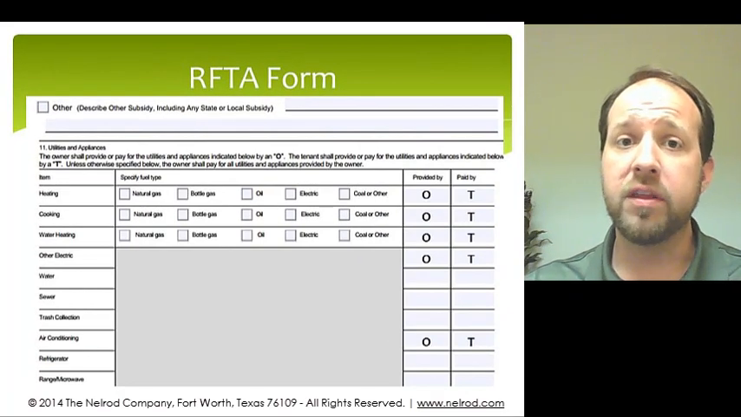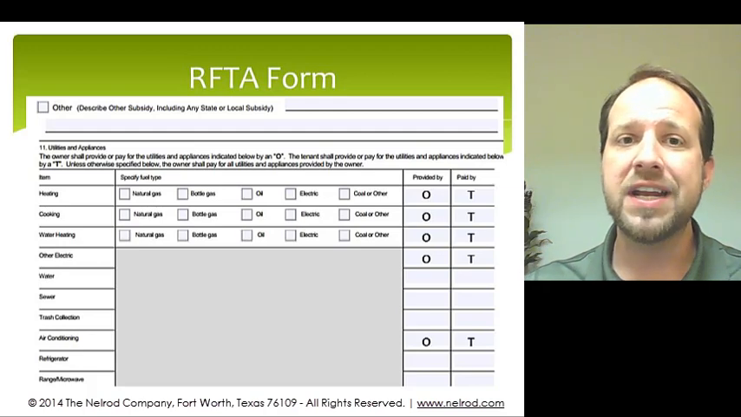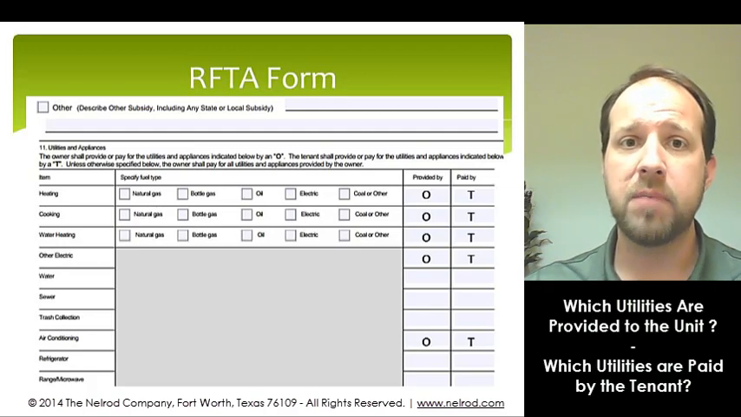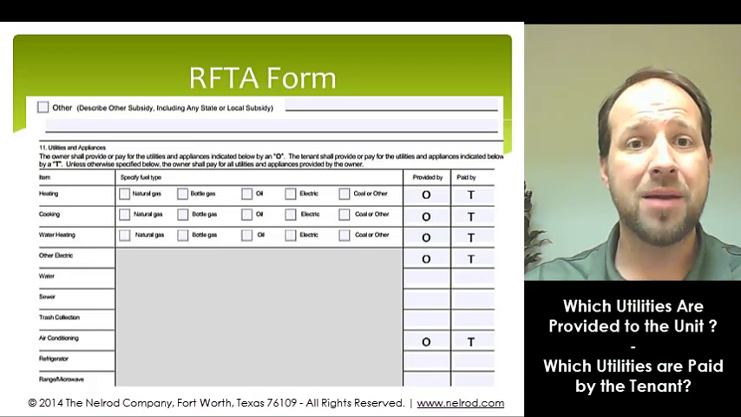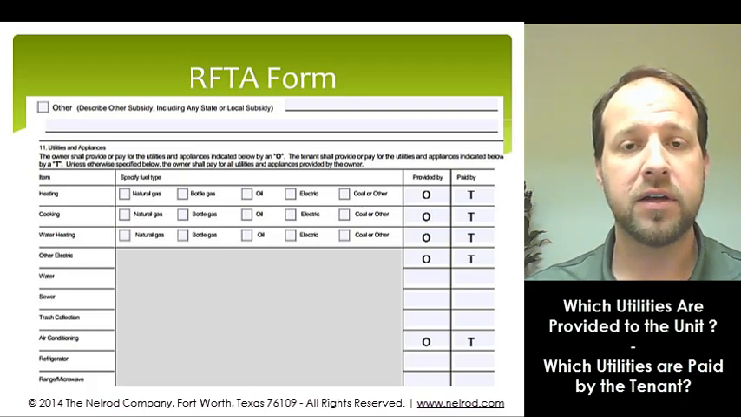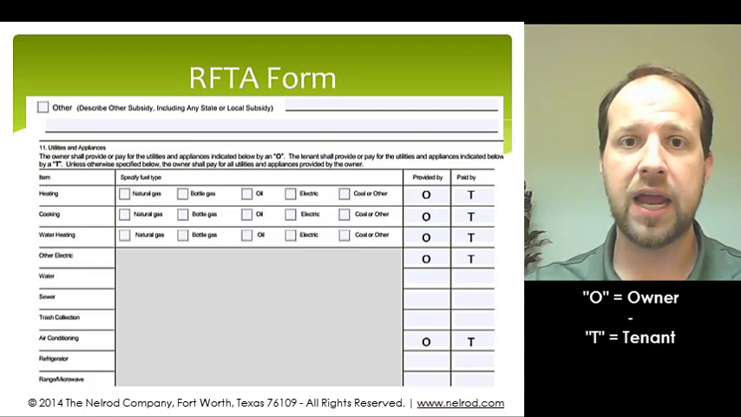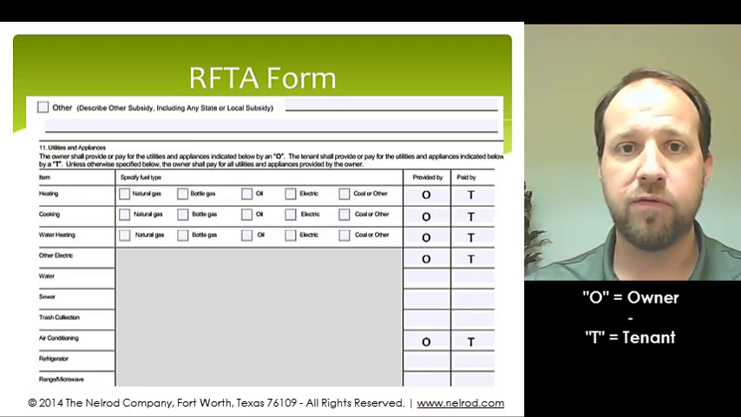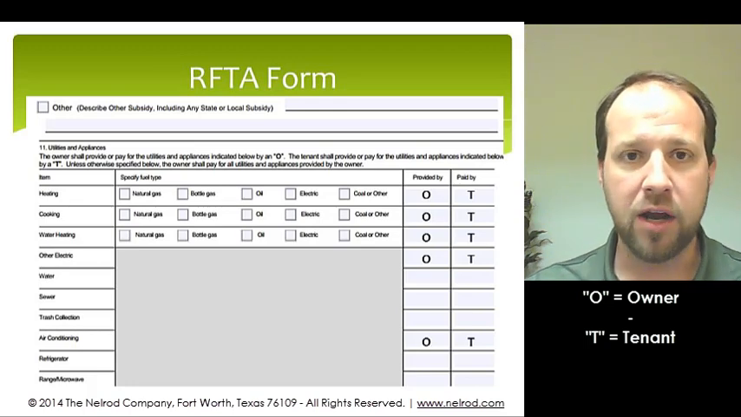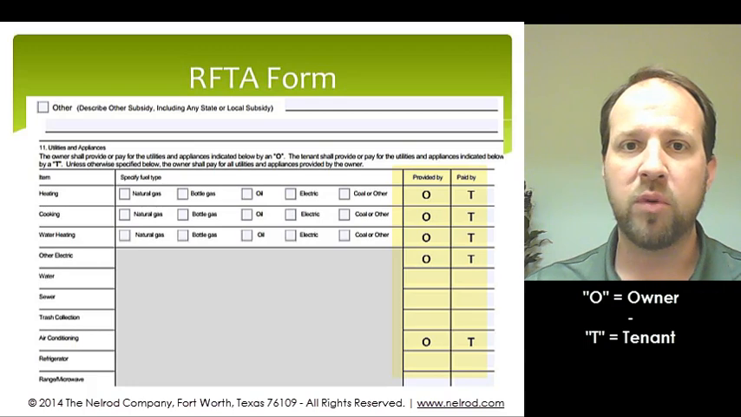The part that we see the most confusion over is at the bottom part of this form, which indicates what utilities are actually being provided to the unit and which utilities are being paid by the tenant. So our first indication here is O for owner and T for tenant. So when you first get this particular form and you look at some of these items of utilities and some of the service provisions that are being offered, and then we get to this right-hand column where we see provided by and paid by.